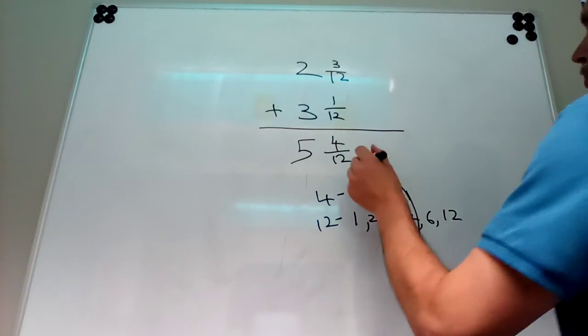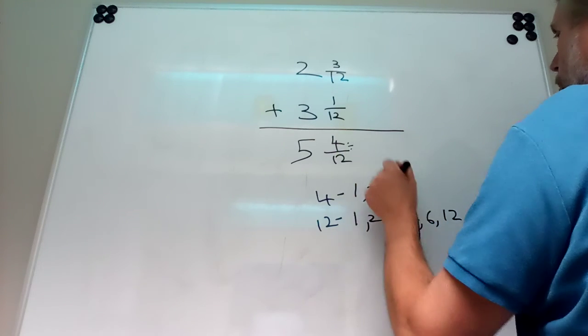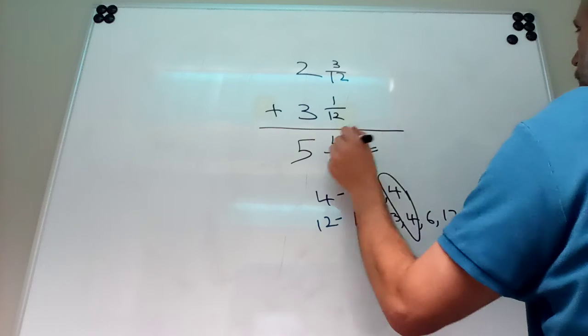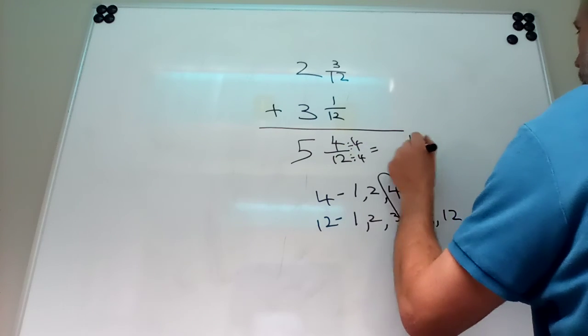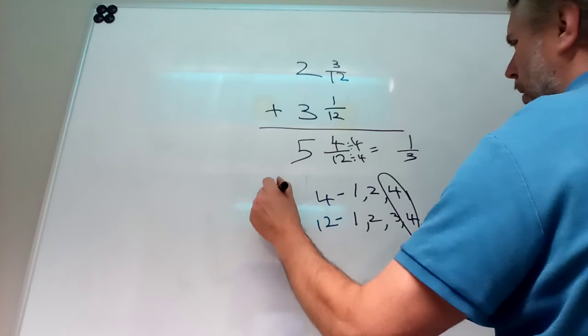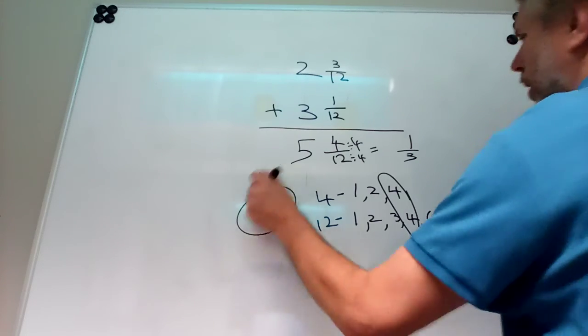So since that's common, we can divide the top by 4 and the bottom by 4. And that would equal 4 divided by 4 is 1, 12 divided by 4 is 3, 1/3. We're going to bring the 5 down, 5 and 1/3 would be our answer to that problem.